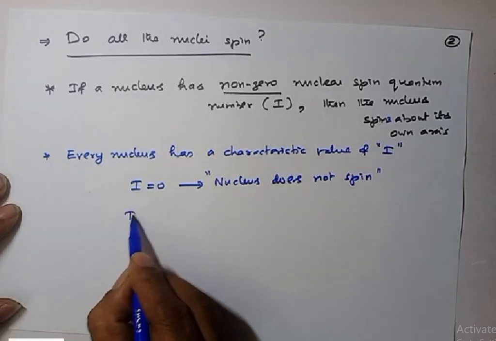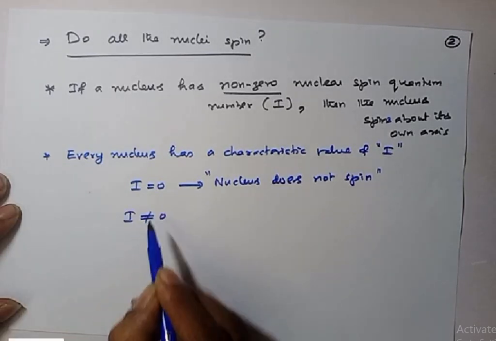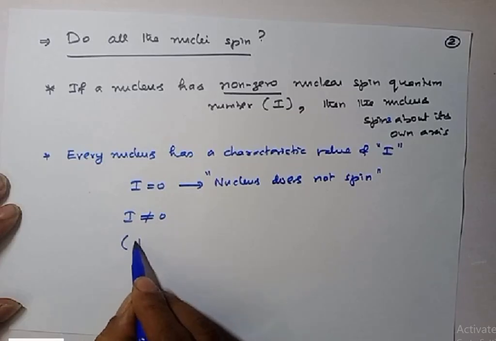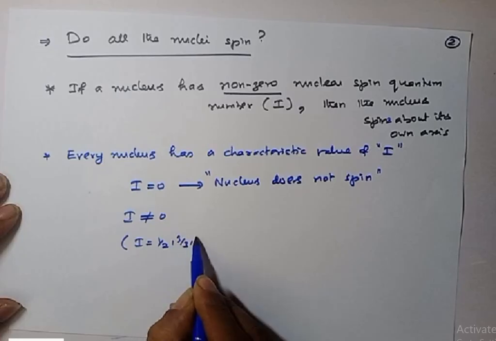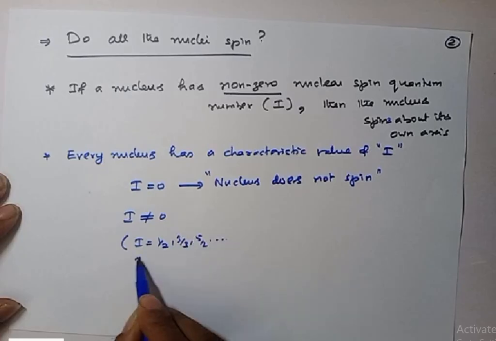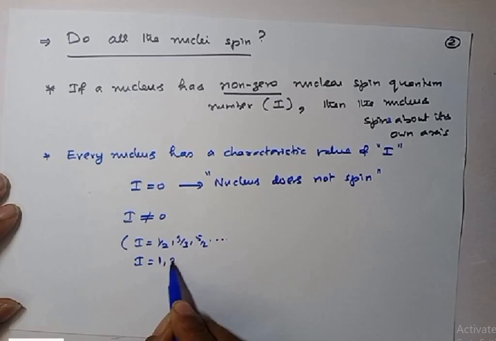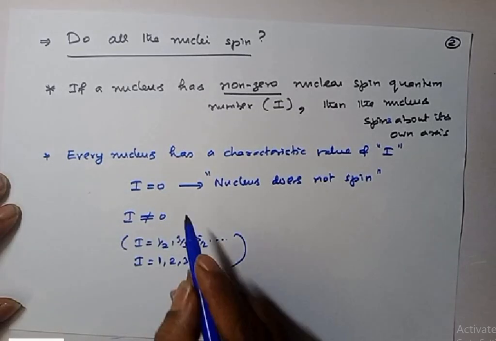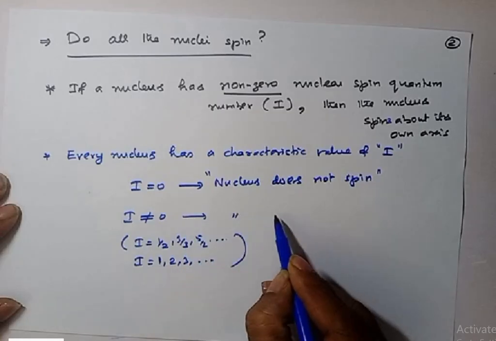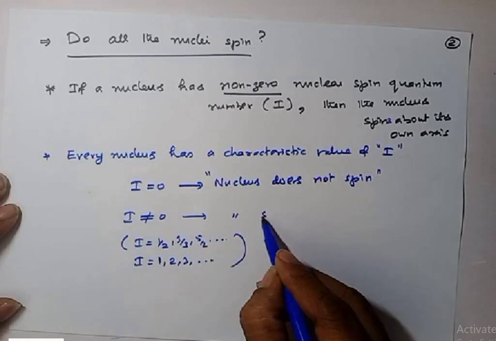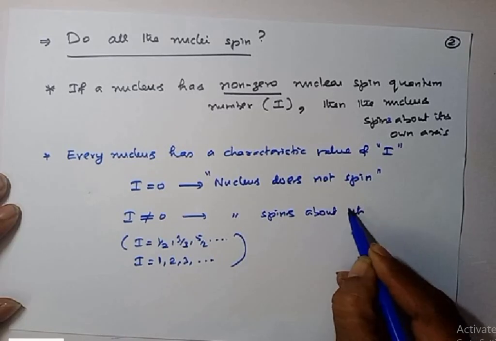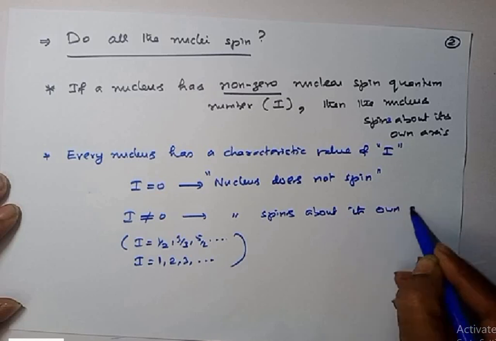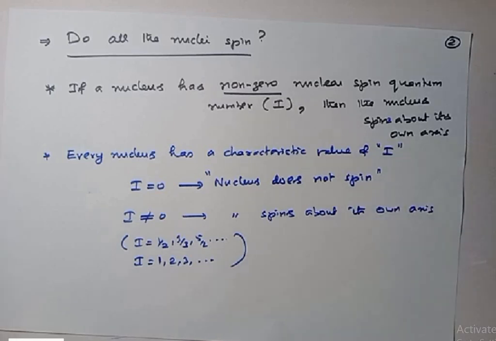If I is not equal to 0, what is meant by that? I may have half-integer values: 1/2, 3/2, 5/2, etc. I may have integer values: 1, 2, 3, 4, etc. If the I value is not equal to 0, then the nucleus spins about its own axis.